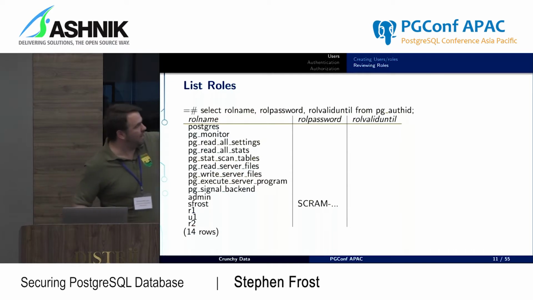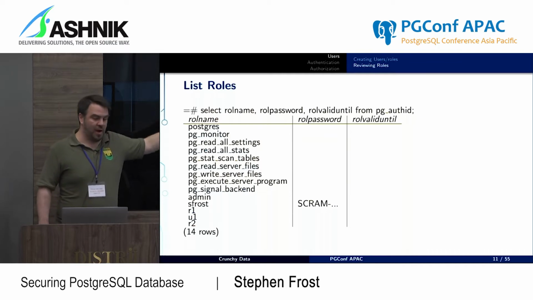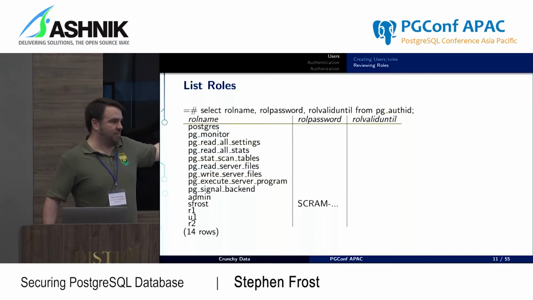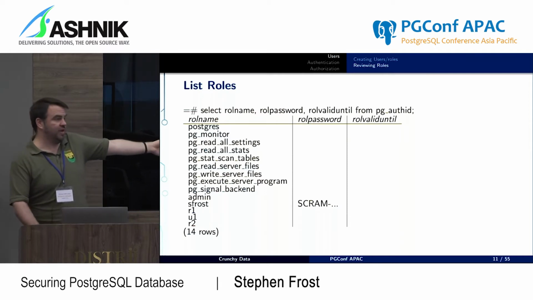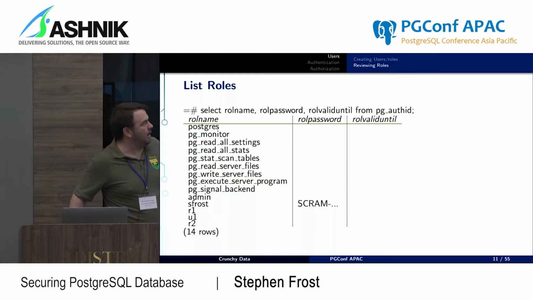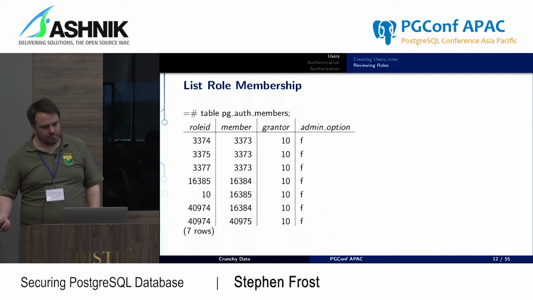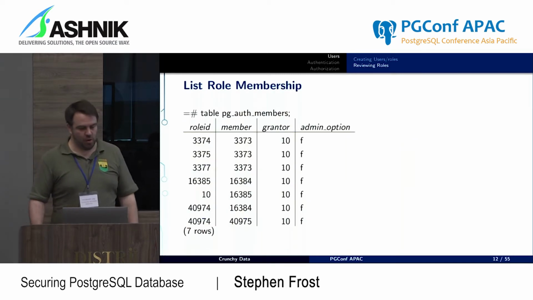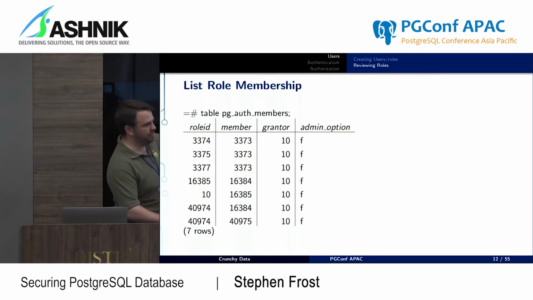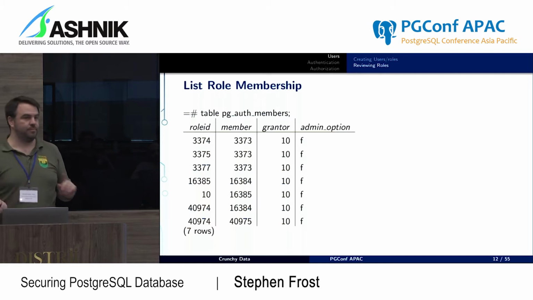So then we also have rolpassword and rolvaliduntil. So rolpassword, if you actually have access to read pg_authid, this is why you might not, right? You have to be a super user to read this particular table because it's going to have this password information in it. And then rolvaliduntil is how long the role is valid for. We then have pg_auth_members. So this is the underlying mapping between roles and their memberships, right?